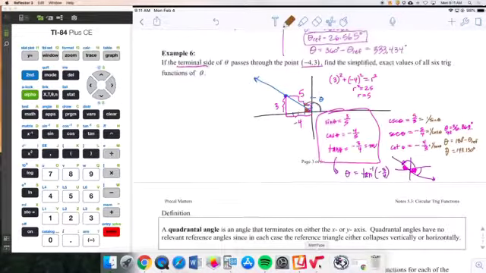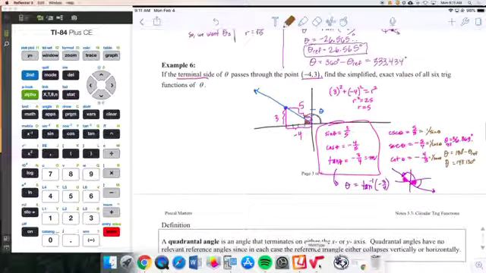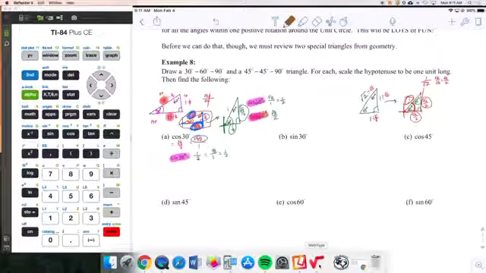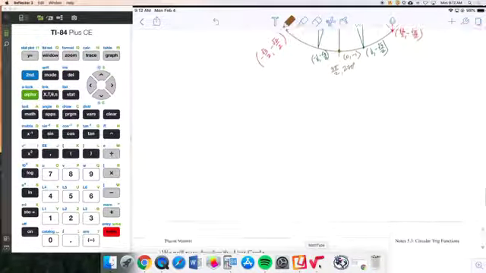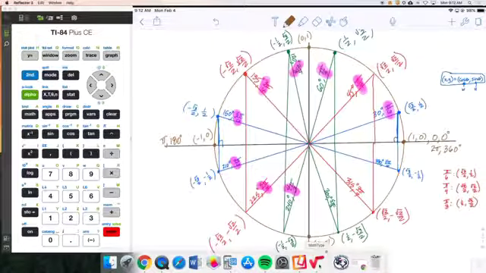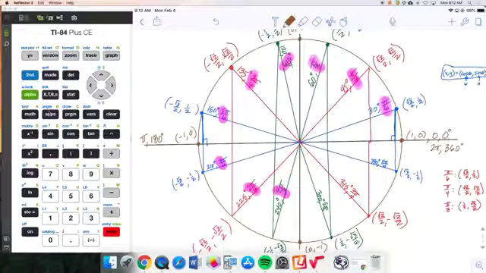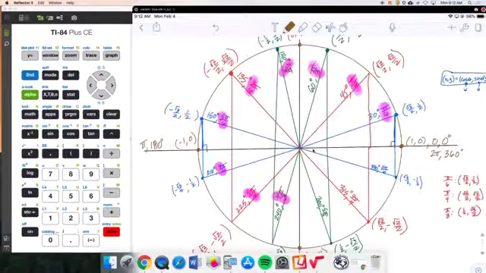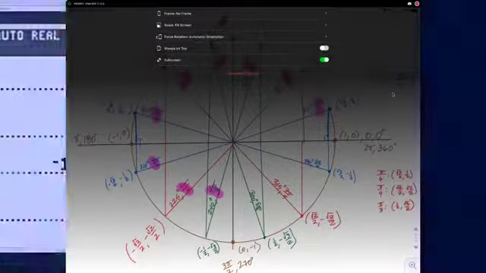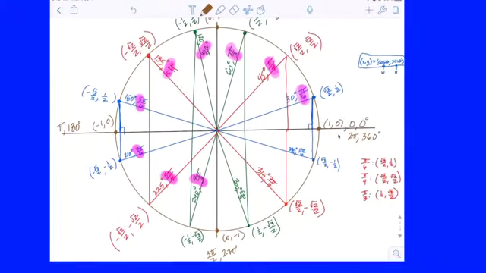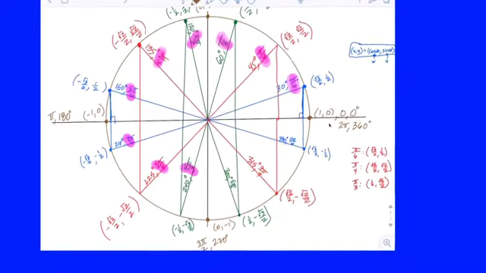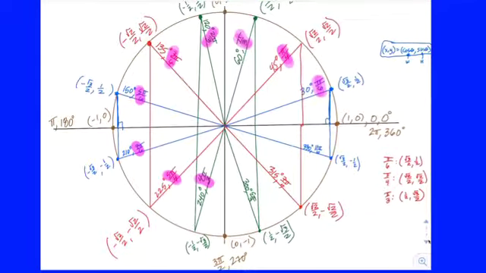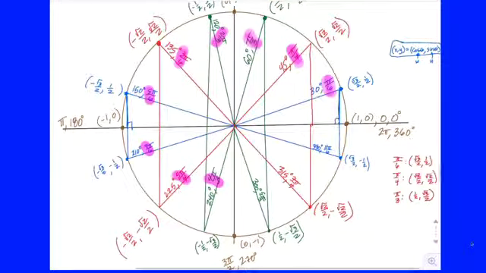Questions on that? We've already talked about a quadrantal angle. That's one that terminates on the x and y axis. So let's go ahead and jump down to the unit circle again. How can I use the unit circle to find all of these 6 trig functions if I only have the sine and cosine values? Great question. I will show you. And you could probably infer from what we just did how you can find some of them.